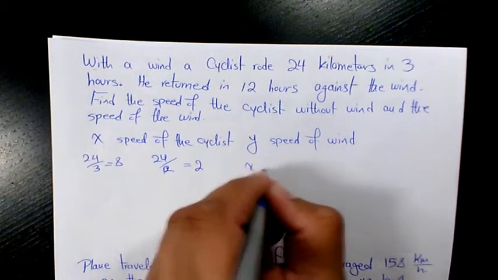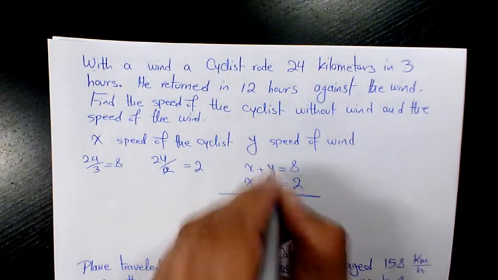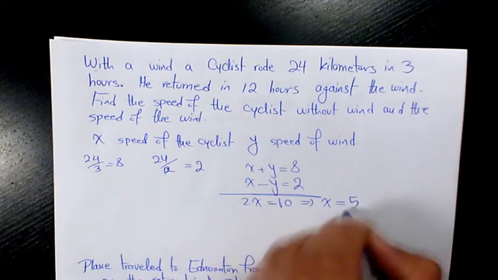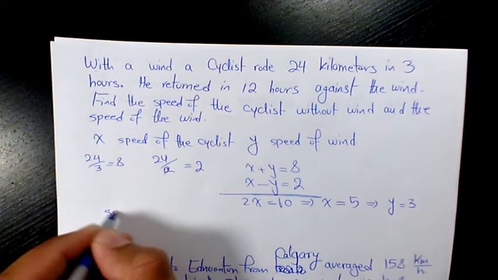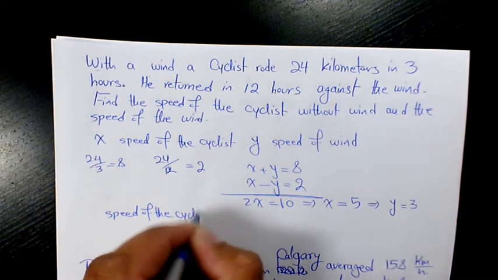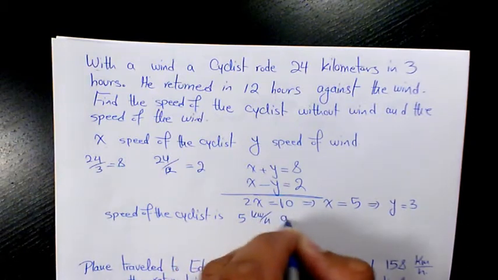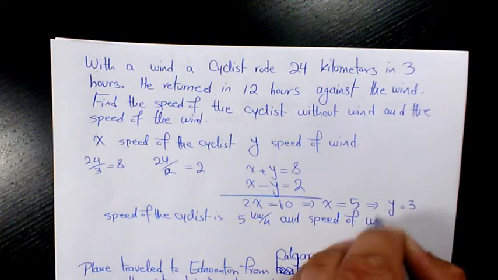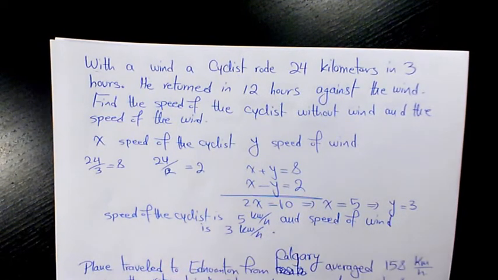So you're going to say x plus y is 8, x minus y is 2. When you add them, it's going to be 2x equals 10. So x is 5, then y is 3. So the speed of the cyclist is 5 kilometers per hour and the speed of the wind is 3 kilometers per hour.